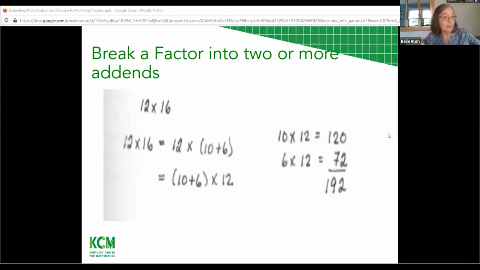The first strategy is here, break a factor into 2 or more add-ins. In this example, they have 12 times 16. They've taken the 16 and broken it into 10 plus 6. So then they can multiply 10 times 12 to get 120, and then 6 times 12 to get 72. They break one of the factors into smaller, more manageable numbers.